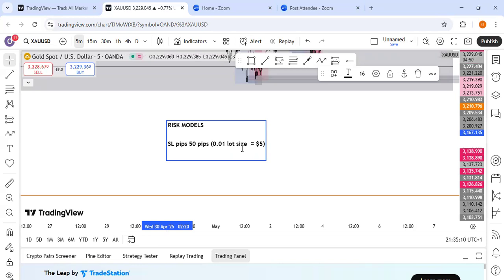As for me, if I want to risk $50, I know that I'll be using just 0.1 lot size with 50 pips. That's my risk model. Just define your risk. Even if it is $50, you don't want to over risk. You want to be risking $5 to make $25, which is very, very cool. $5 to make $25 is a very rich risk to reward.